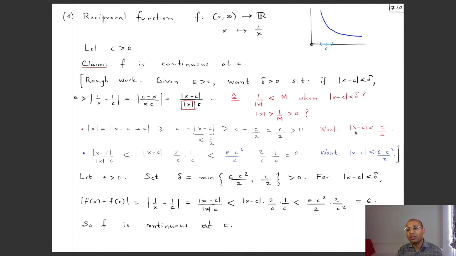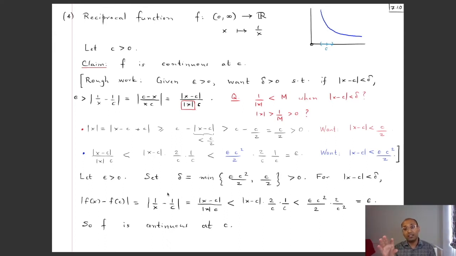So we want the delta to be less than C/2, so that this bound works, that |x| is bigger than C/2, so that 1/|x| is less than 2/C. And moreover we want the distance to be less than epsilon C²/2, so that the total combination is less than epsilon. Okay, so these are the two demands on the delta. It should be smaller than this red thing, C/2, and less than this blue thing. So you just take it to be the minimum of these two.